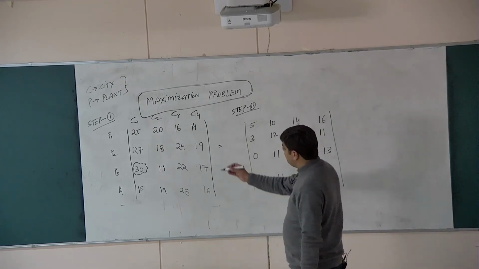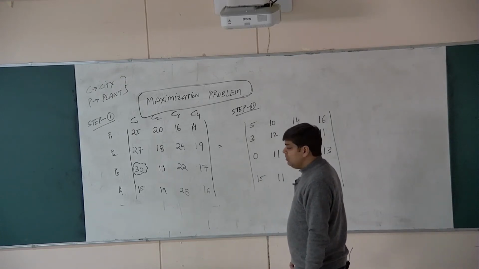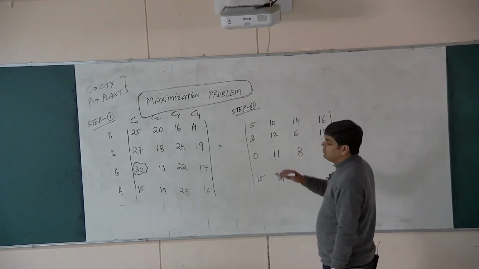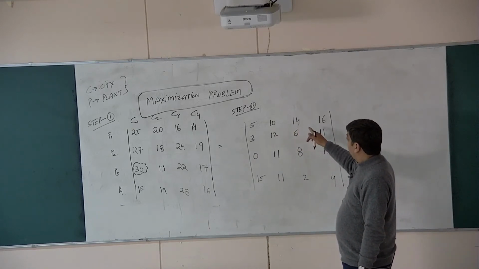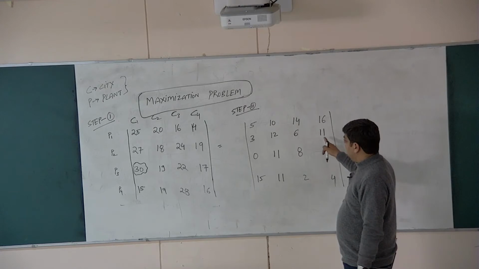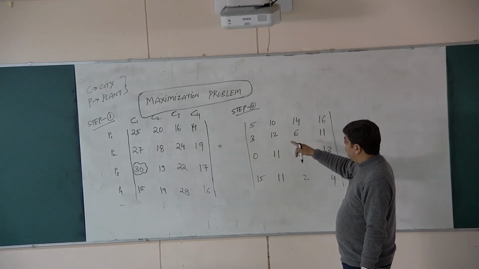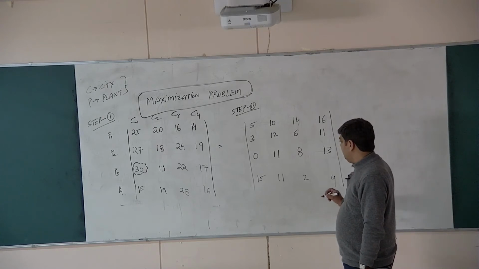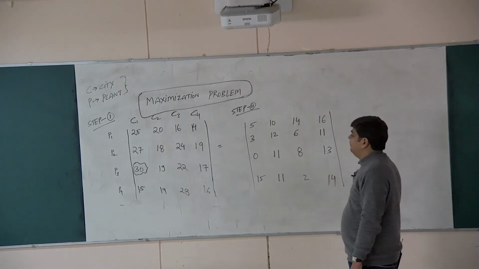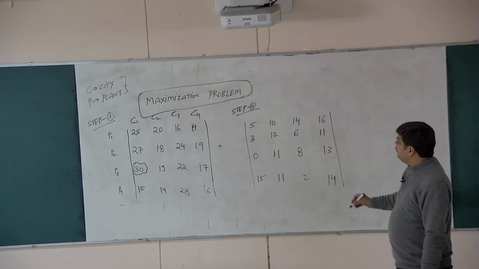Let us cross check it. So 30 was the maximum element value. We will subtract each element value of this matrix from 30. So 5, 10, 14, 16, 11, 6, 12, 3, 0, 11, 8, 13, 15, 11, 2 and 14. So this is the new matrix.